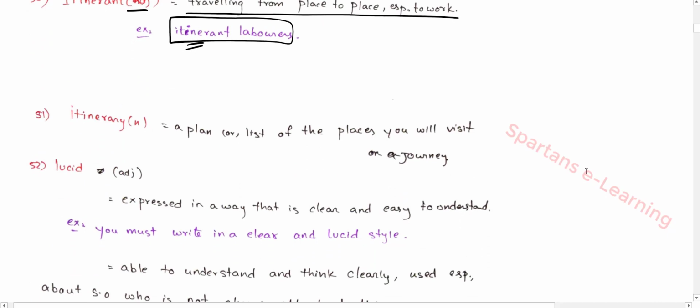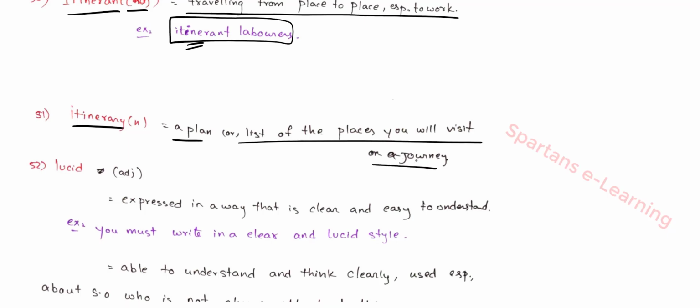Our next word is itinerary. So itinerary and itinerant are related, right? Itinerary is a noun. An itinerary is like a map or a plan or a list of places you will visit on a journey. Before you start your long journey, you normally keep an itinerary with you, a list having all the places to visit in a certain order, right? It can also be a map or a plan or a list of places to visit. All these things are itinerary.